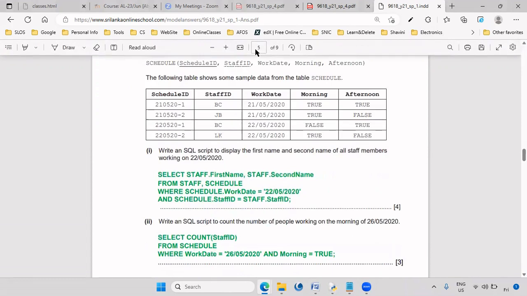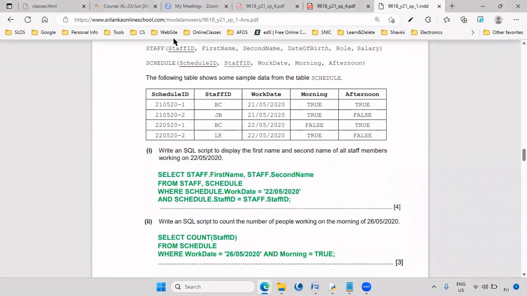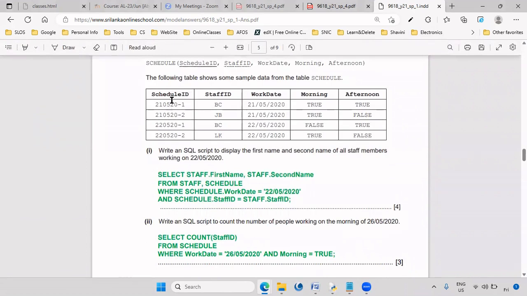You can see that staff ID is a foreign key to access this one. The following table shows some sample data from the table schedules. There are about 4 records, right? An SQL script to display the first name and second name of all staff members working on 22/5/2020.